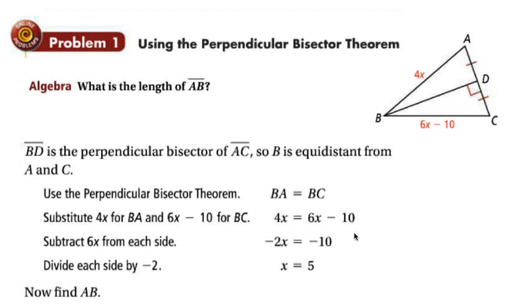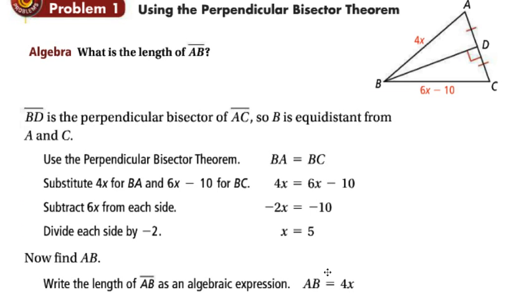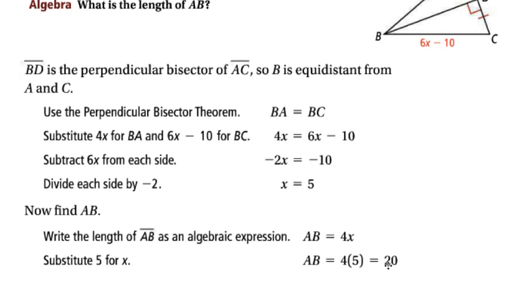But that's just finding what x is equal to. We want to know what the length of side AB is equal to. So now we need to take that x and plug it back in to the 4x, which was the equation for what side BA was equal to. So we're going to go ahead and substitute that back in. AB was equal to 4x. So 4 times 5 gives us 20. So side AB is equal to 20 units.